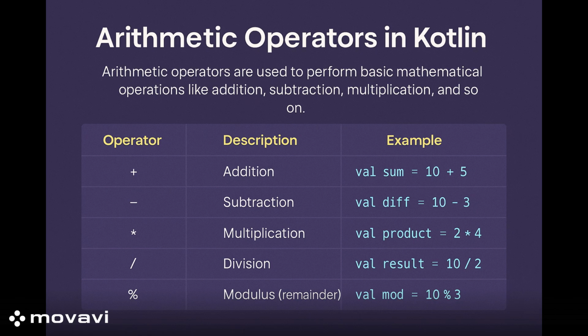Kotlin supports these common arithmetic operators: plus for addition, minus for subtraction, asterisk for multiplication, slash for division, percent for modulus, which gives the remainder. These work with numbers like int, double, or float.